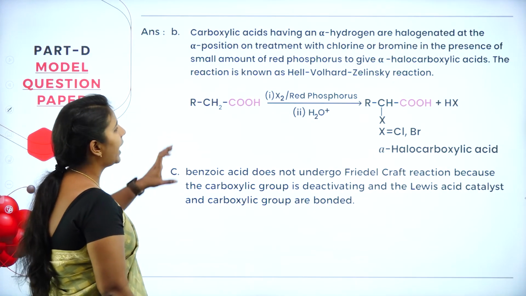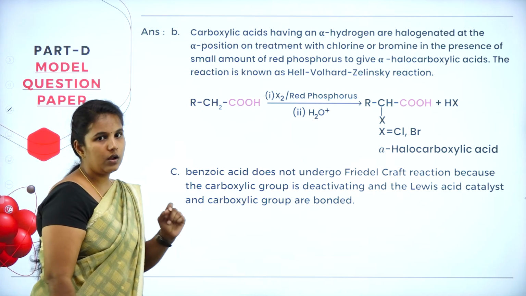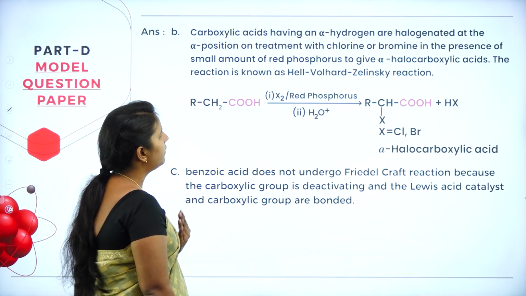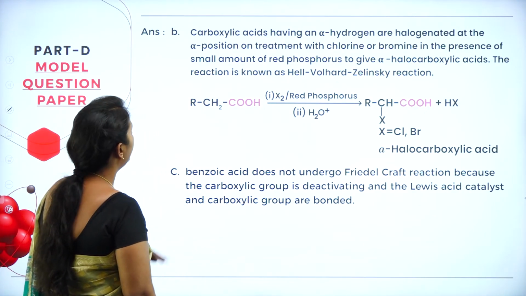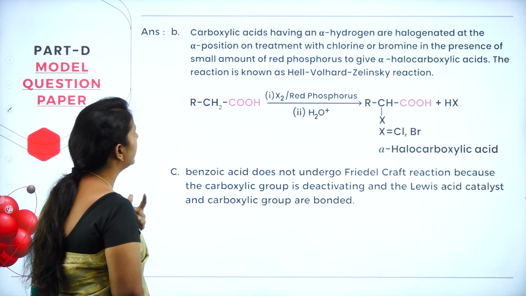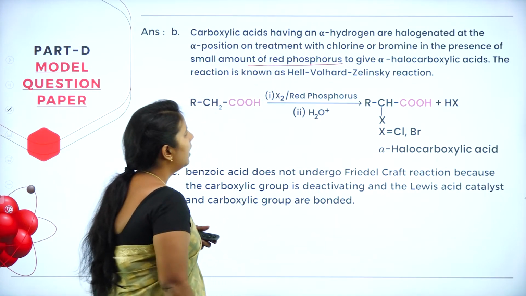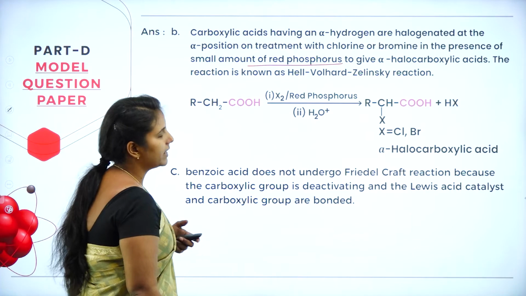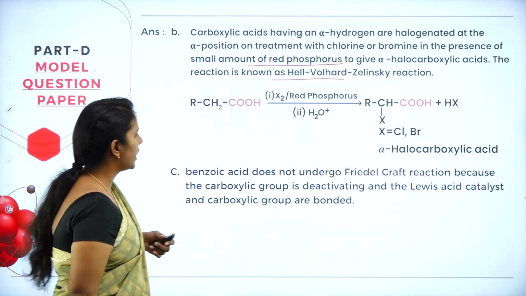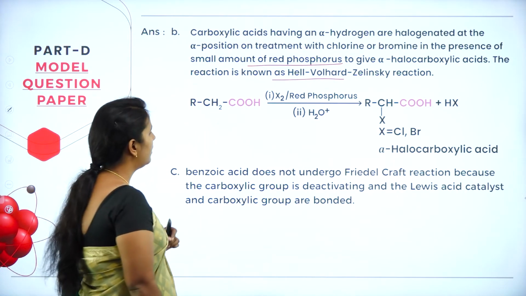Coming into the Hell-Volhard-Zelinsky reaction, for writing the proper balanced equation, you will get 1 mark, and for writing the explanation, you will get 1 more mark. Okay. So, the carboxylic acid having an alpha hydrogen atom, on treatment with chlorine or bromine in presence of a small amount of red phosphorus, gives an alpha-halocarboxylic acid. This reaction is known as what? Hell-Volhard-Zelinsky reaction.